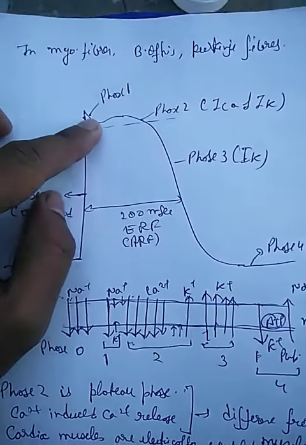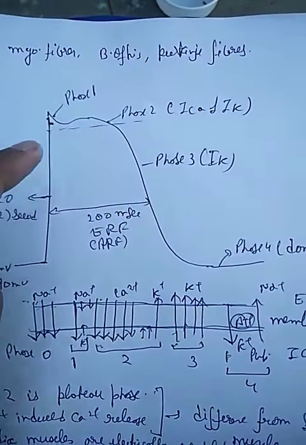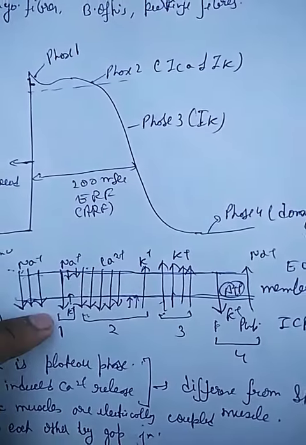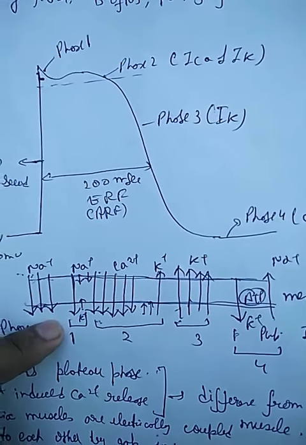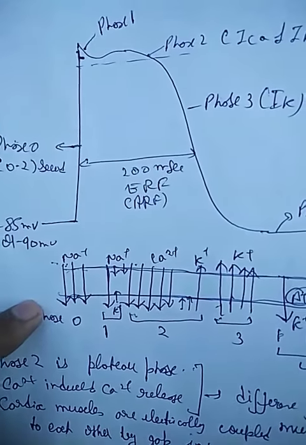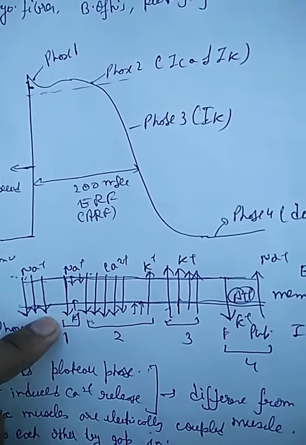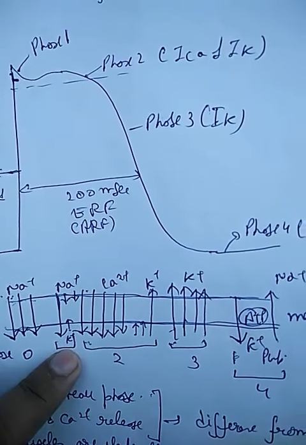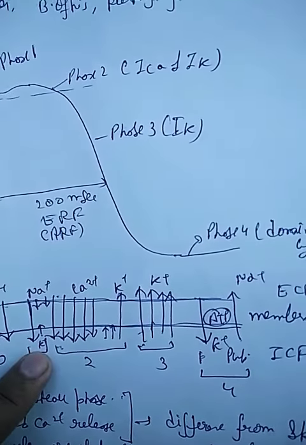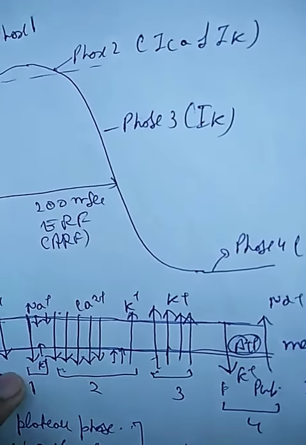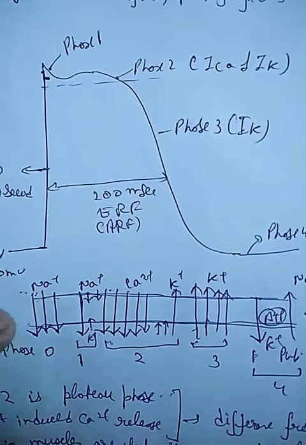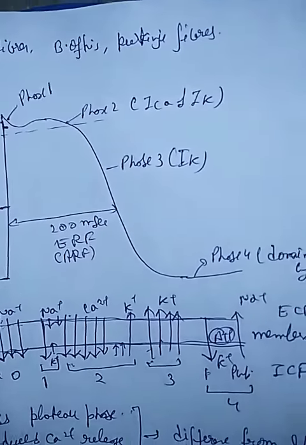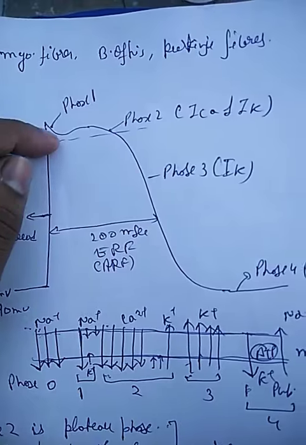Then phase 1 starts, to attain the resting membrane potential again. Phase 1 starts with closure of the sodium voltage gated channels, because these are fast opening and fast closing. When they open, suddenly they start closing within 1/10 of a second. And here the potassium voltage gated channels open, so its efflux just starts. Mainly the closure of sodium voltage gated channels occurs. So phase 1 is rapid repolarization, because these are rapid channels.